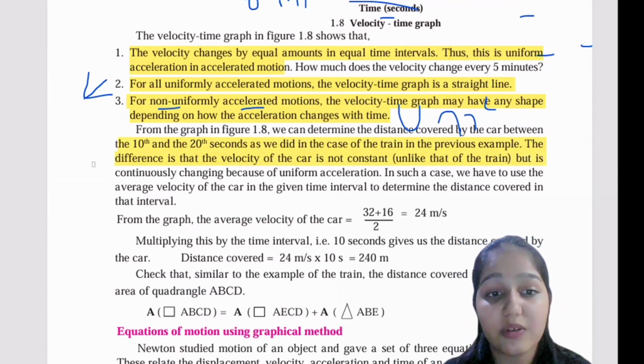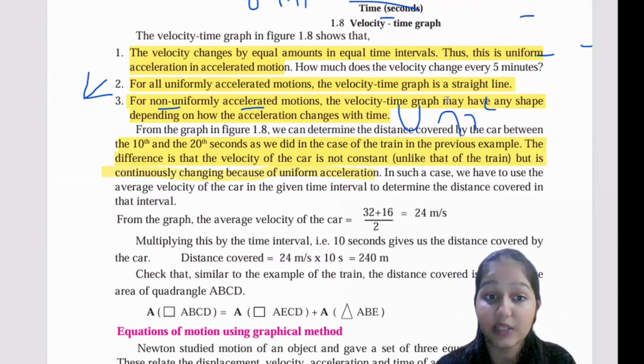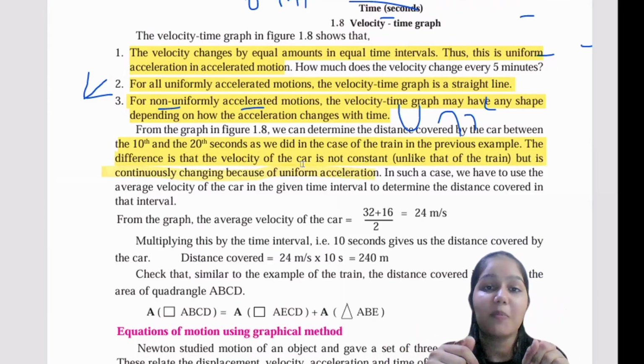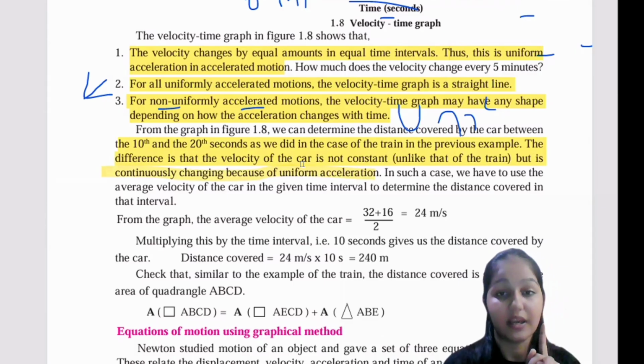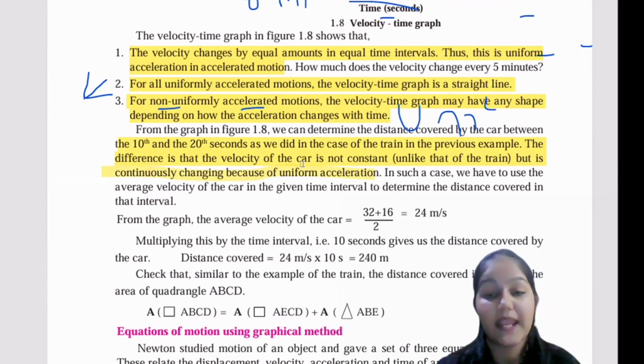But it is continuously changing because of the uniform acceleration. Here, what they say is the difference in the velocity of the car is not constant, but continuously changing because of the uniform acceleration. Acceleration is one thing that is uniform, because of it we can change the other thing. But if both things are non-uniform, then there is going to be a change. We cannot keep anything constant. In this case, we have used the average velocity of the car in the given time interval to determine the distance covered in the interval.